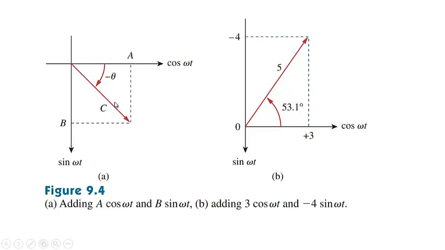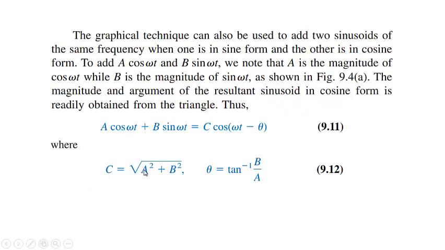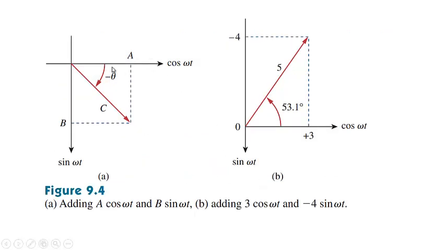What is the value of c? C is equal to root of a square plus b square, where theta is equal to tan inverse of b by a. You can get it from here. This is theta. This is its perpendicular. This is the base. So tan theta is equal to perpendicular divided by base, or theta is equal to tan inverse of perpendicular divided by base. Perpendicular is b and base is a. And c is equal to the square root of this square plus this square.